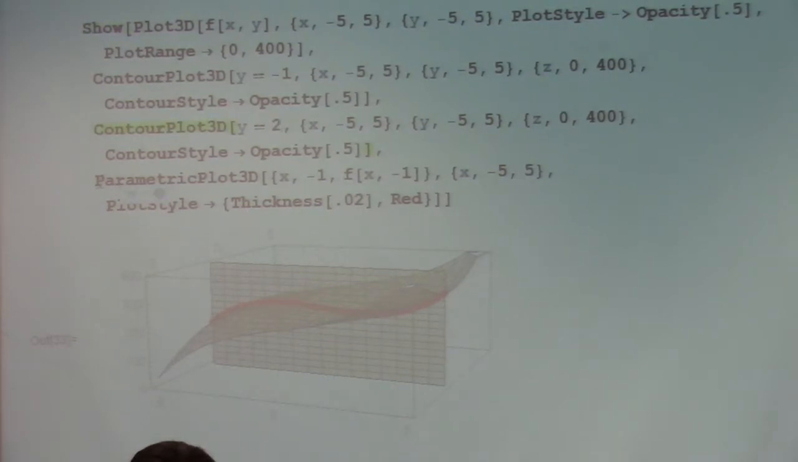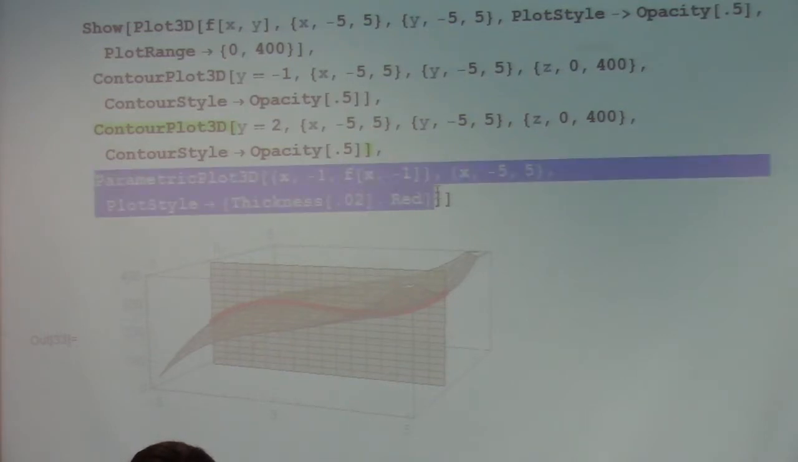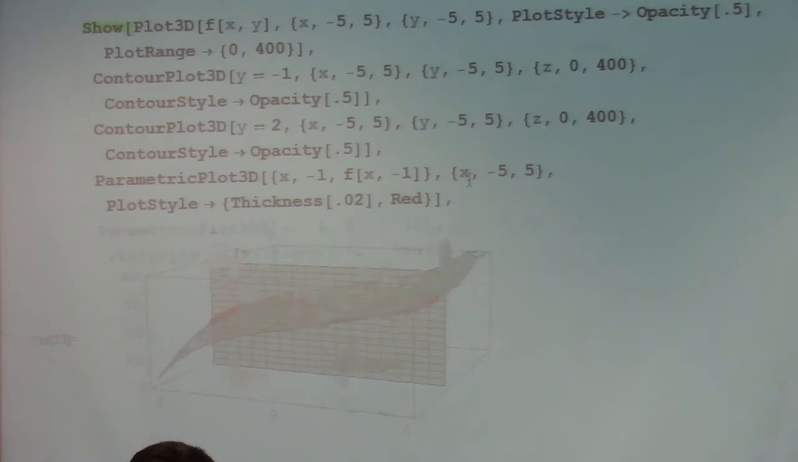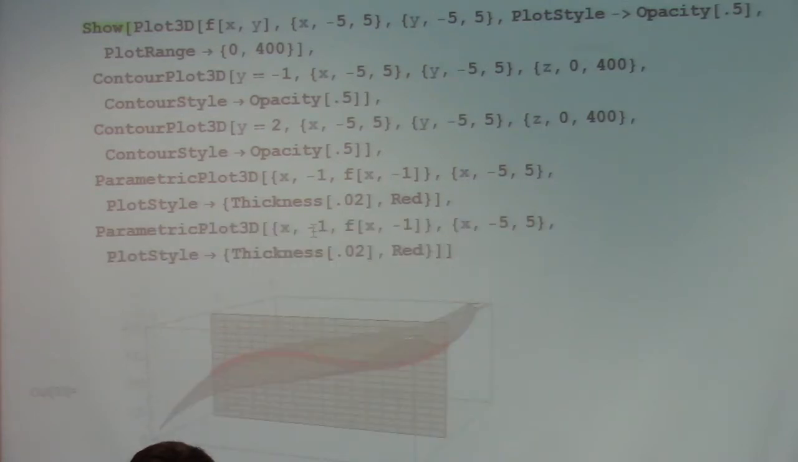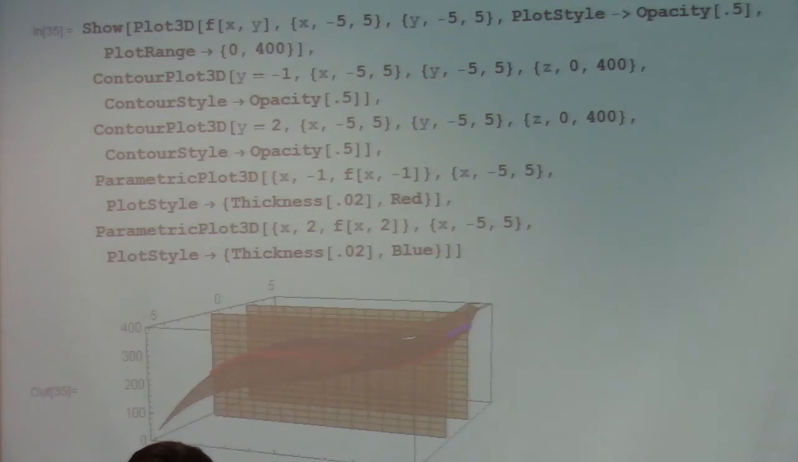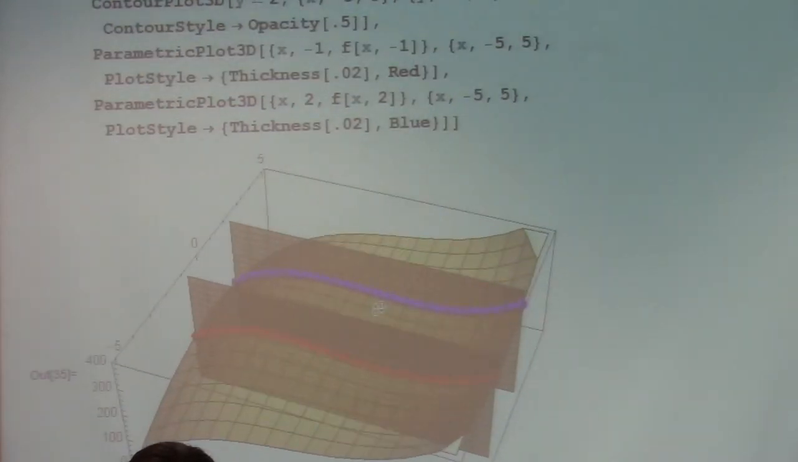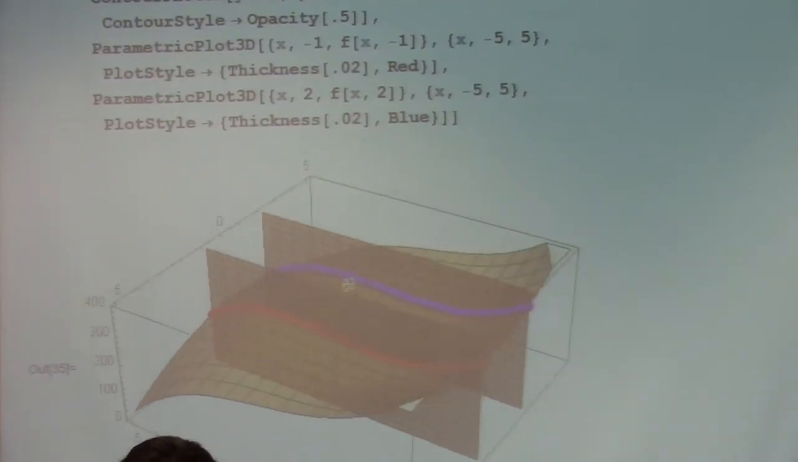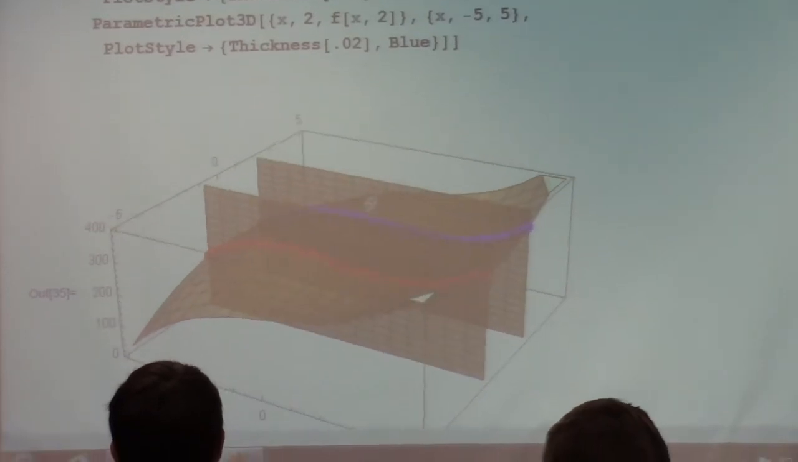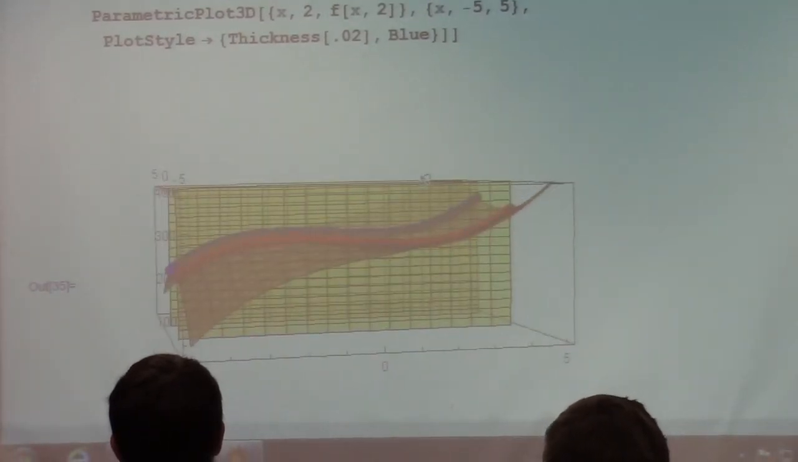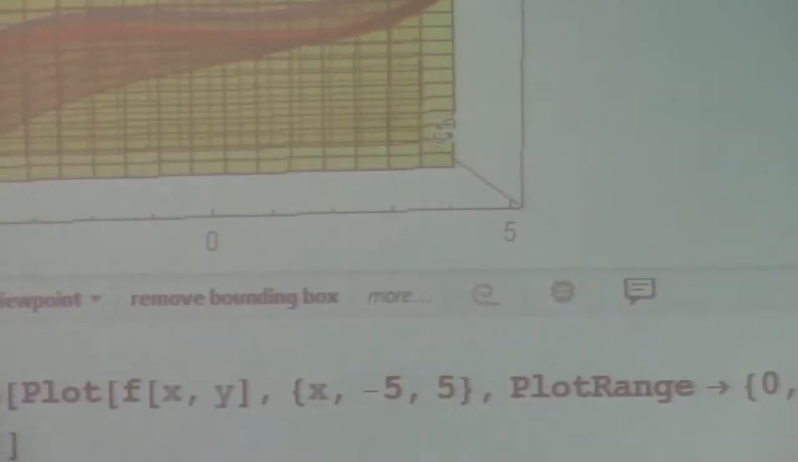If we use parametric plot, I need to use a different color. I could put it in the same parametric plot, but I think just for clarity, I'll put them in different parametric plots. Replace the -1 with a 2. Make it blue, say, instead of red. Now we're looking at a second intersection there. They have a similar kind of shape. They're both cubics. They're not the same cubic.